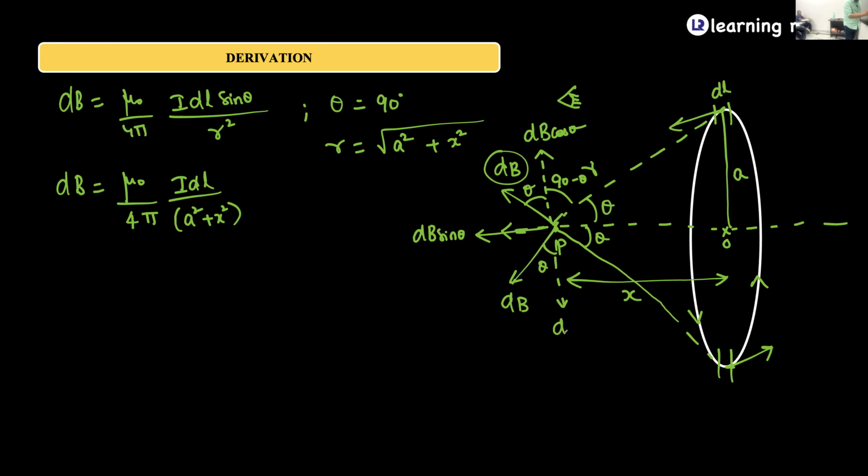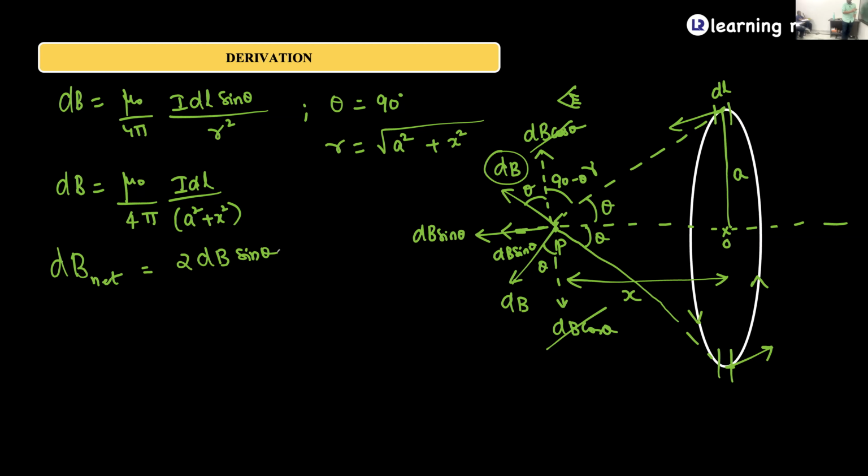Then what will this be? This will be dB cos theta, and the other one will be dB sin theta. So dB cos theta and dB cos theta are cancelled. So what is the only magnetic field that is existing? So the resultant magnetic field is equal to 2 times dB sin theta. Am I clear with this? So it is going to be 2 times dB sin theta.